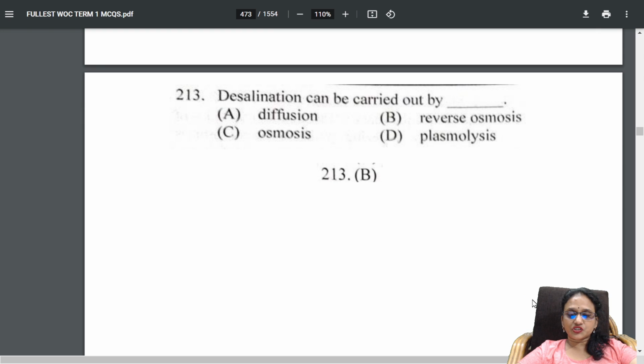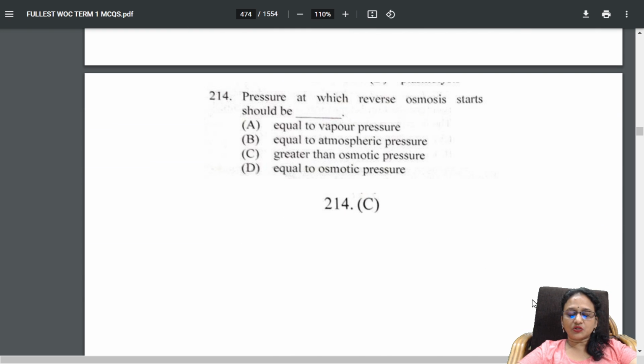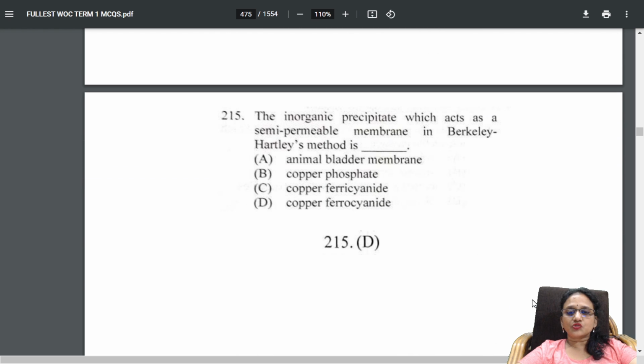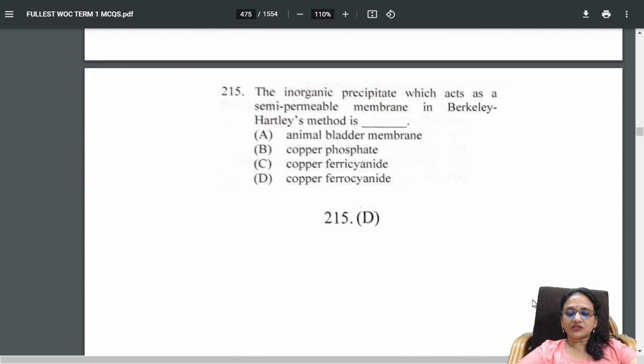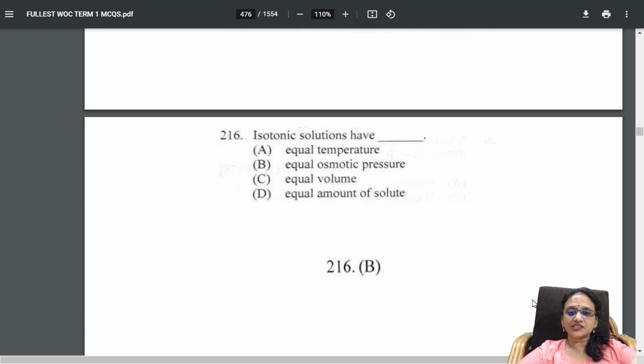This is a reverse osmosis concept. This is also RO, reverse osmosis. So Berkeley-Hartley's method with a semi-permeable membrane. So what are you using, right? This is not there in NCERT, but for state board students, yes.